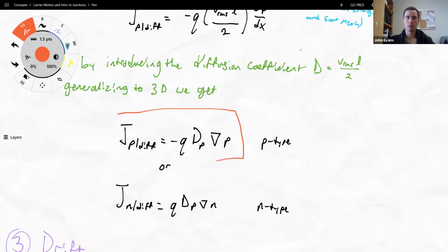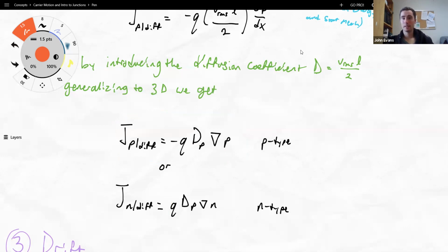And we can get the final equation, which is that the diffusion current is going to be equal to the negative of the fundamental charge multiplied by the diffusion coefficient for holes in this system and the gradient of our carrier concentration in the system. A similar thing can be shown for electrons or for n-type carriers. Just note that you get rid of that minus sign.